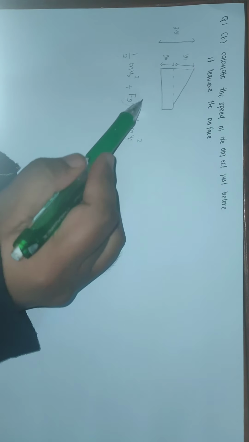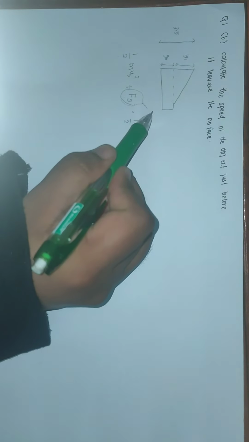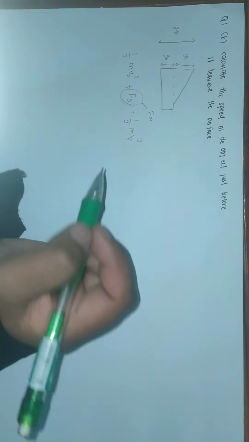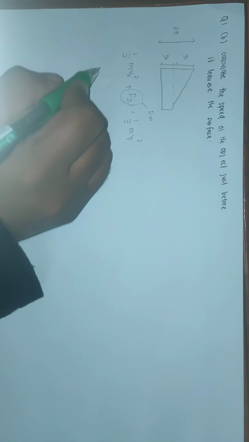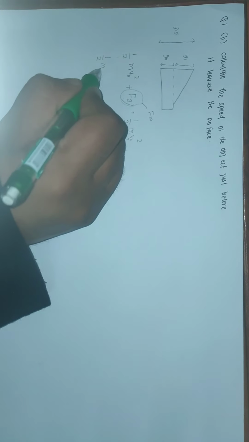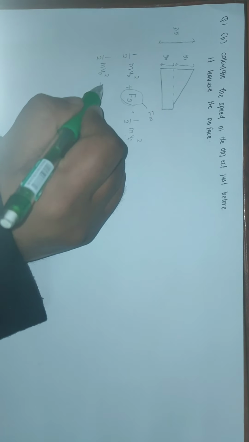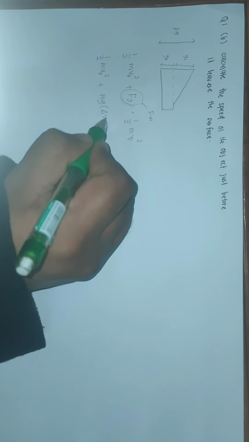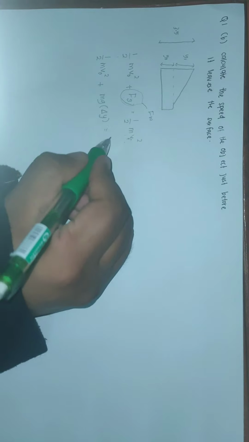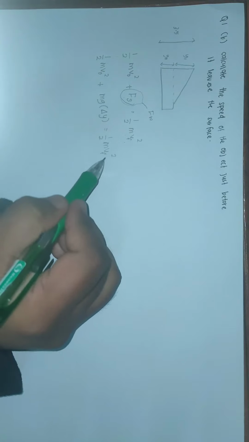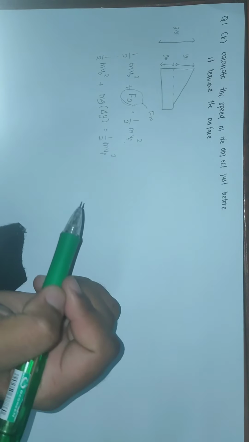For the Fs, we only have the force of weight. Rearranging the formula, we get 1/2 m v naught squared plus mg delta y, the height, equals 1/2 m v final squared. In this equation, we need to find the speed of the object, v final squared.